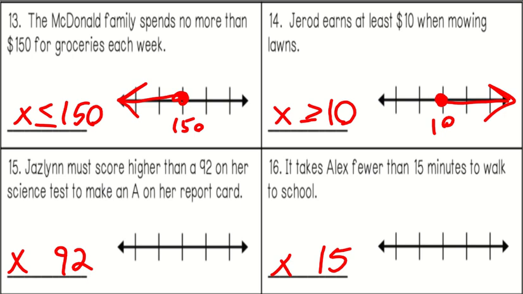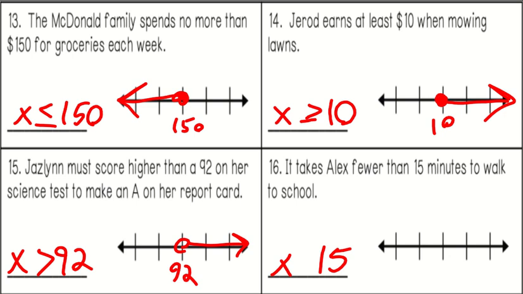Number 15, let's start with the inequality symbol. Who can give me the correct inequality symbol? Sydney? Greater than is correct. If she has to score higher than a 92, she can't score 92 exactly. It has to be greater than. All right, so we're going to have 92 on our graph. Who can tell me, open or closed, in which direction? Jeremiah? Open to the right is correct.